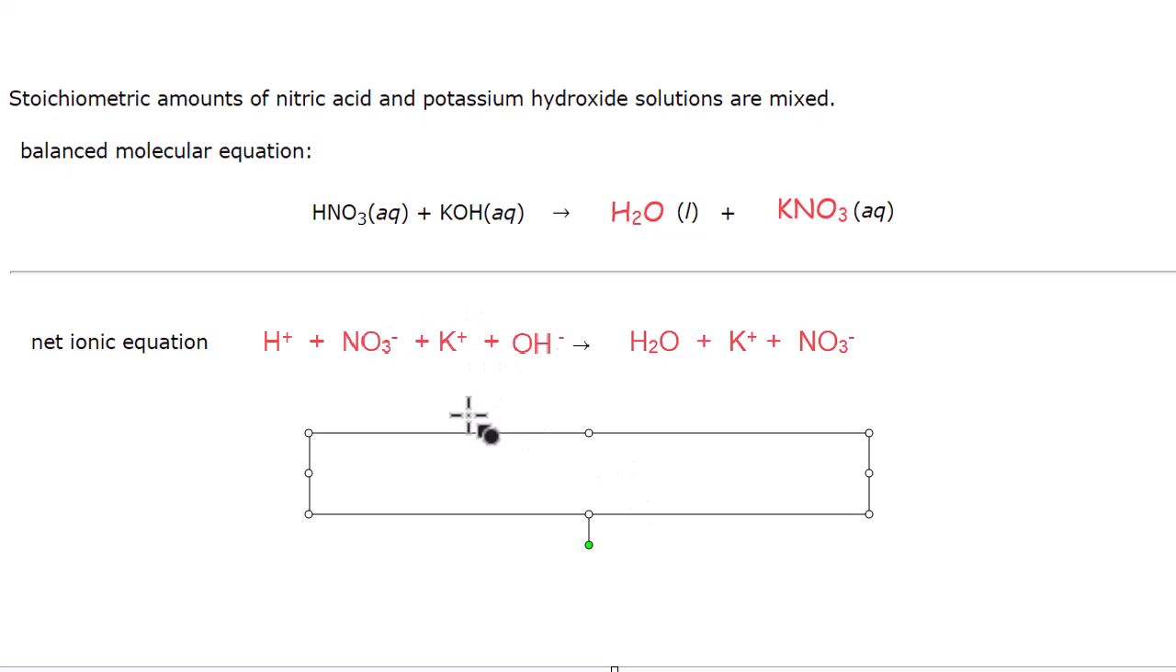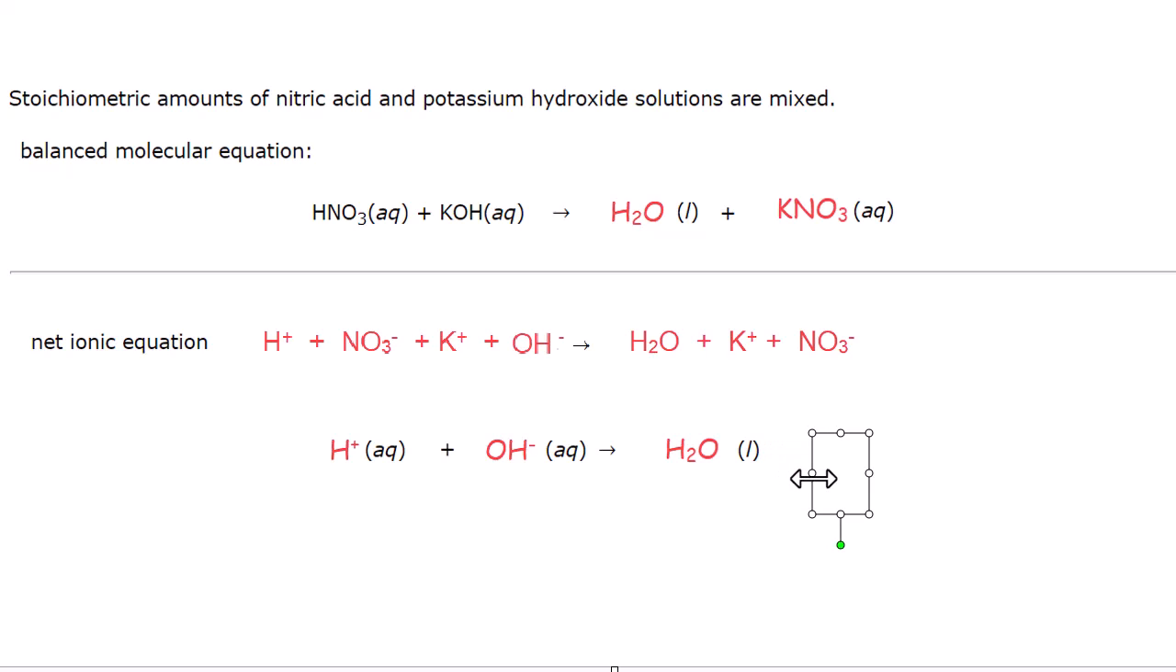Now, net means you only put in what's changing. Well, the nitrate didn't change. The potassium didn't change. So all that you write for the net ionic equation, surprise, surprise, is H plus sticking to OH minus, making these H2O molecules. These two things conduct electricity. This molecule doesn't. Pure water doesn't conduct electricity.